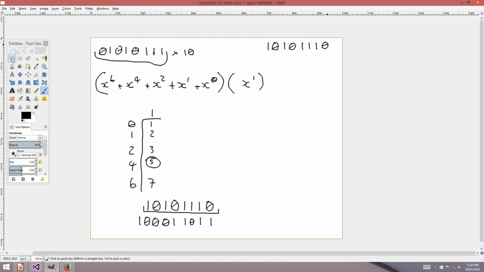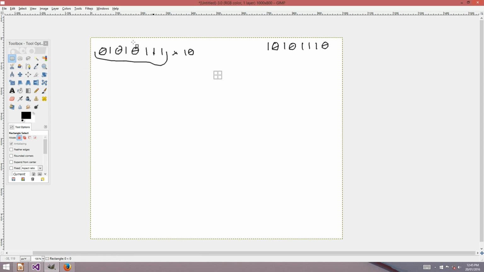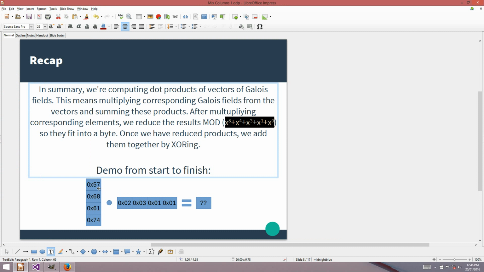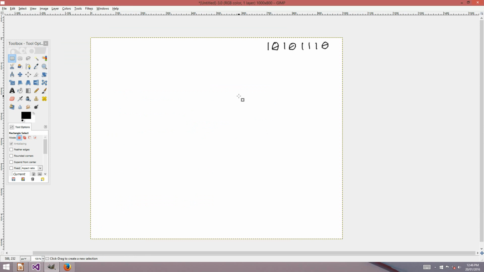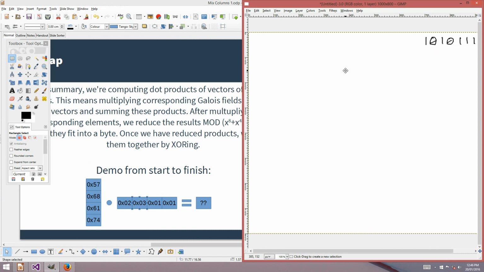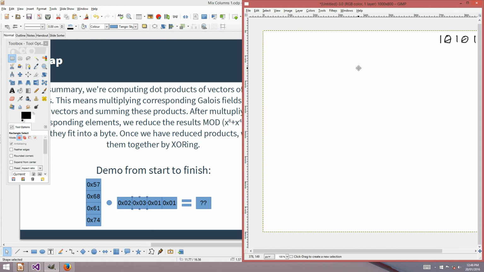Alrighty, then we'll just scrap all this, and we've got to do the next product for our dot product. Let's go over to the slides and see what that is. Okay, so we've figured out the answer to 57 multiplied by 2, and now we've got to do 68 multiplied by 3. Once again, they're all Galois fields. I mean, 68 multiplied by 3 is not difficult to do, so let's see what it is as a Galois field.